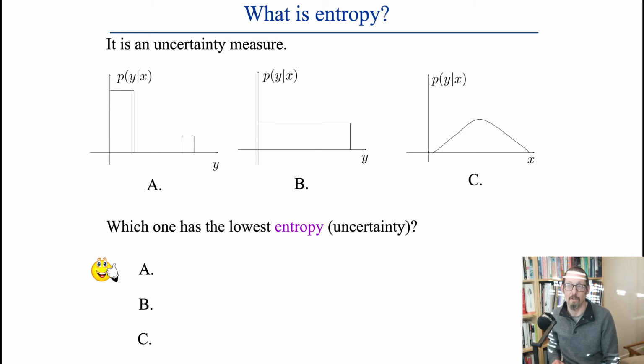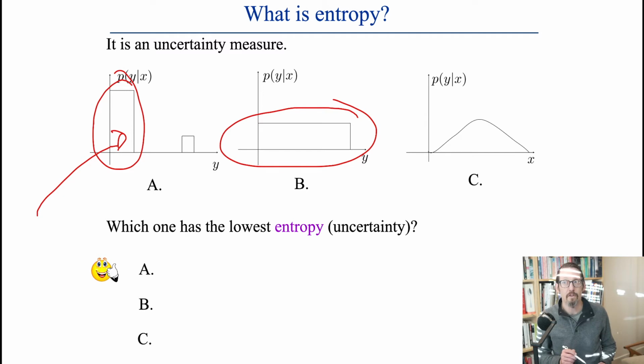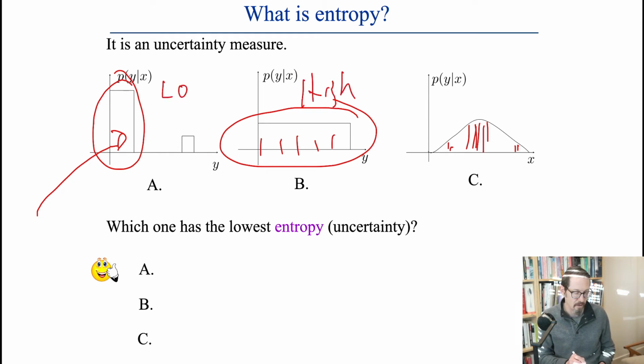Okay? So A is the least uncertain because, why? Because more of the probability mass is over here. And so we're pretty sure that any new sample that comes in is probably going to land in that probability mass. Okay? This one has the highest entropy. It's the most uncertain. We have no idea where a new sample is going to land, anywhere in there. This one, it's more likely to land in here than it is out here, right? So this one's in the middle. This one has the highest. This one has the lowest entropy.